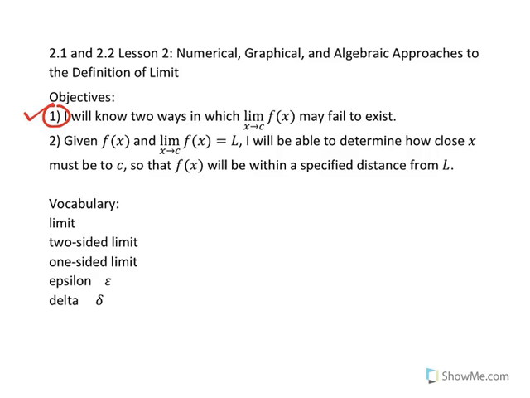So we just completed objective 1. You now know two ways in which the limit of f of x as x approaches c may fail to exist. Let's take a look at objective 2.